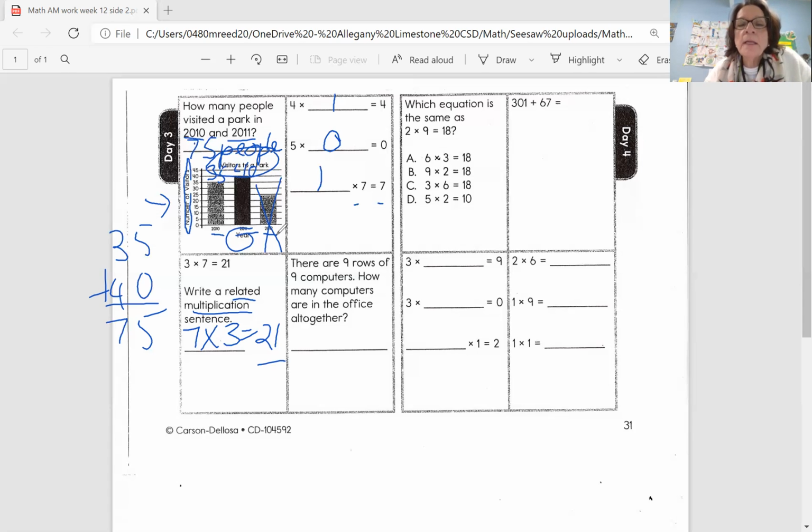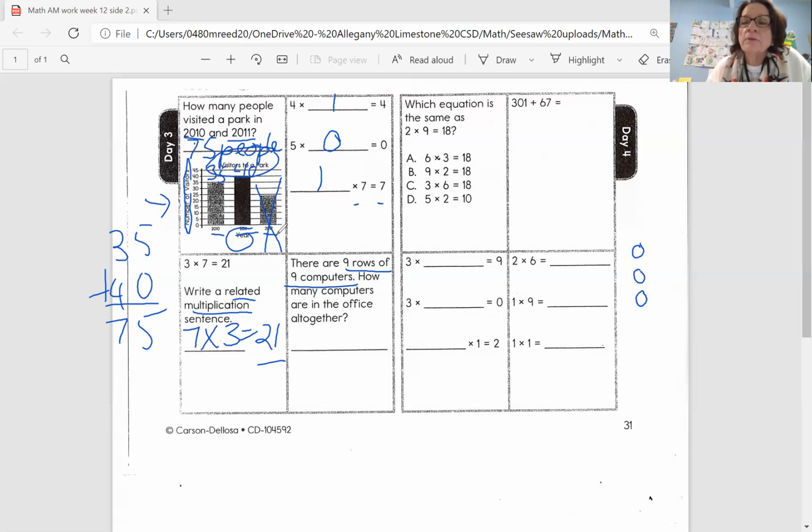And then the last one is a word problem, and it reads, there are 9 rows of 9 computers. Can you picture that? 9 rows with 9 computers in each one. How many computers are in the office altogether? So I could draw an array for this. I would need 9 rows and I would need 9 computers in each row. That would be kind of long, but if you need to do that, that's fine.